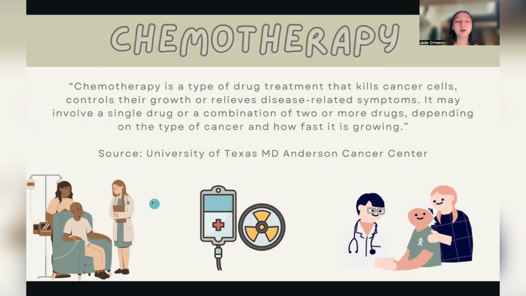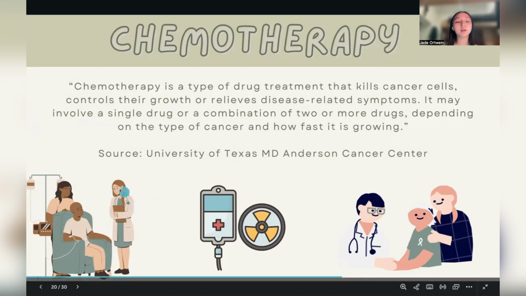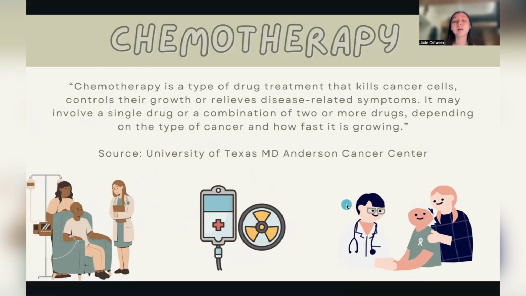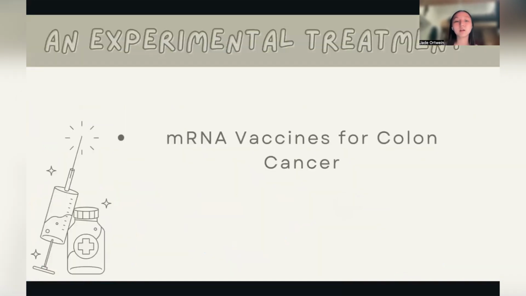For example, you can also get it injected, and there's also different types, such as radiation treatment. There are also more types than I just mentioned, besides injecting into the arm and radiation, but I won't go into that. You can look it up on the internet if you are really curious about those different types.